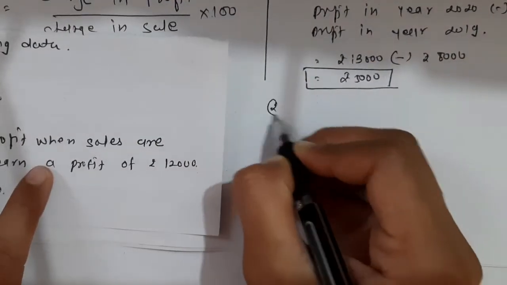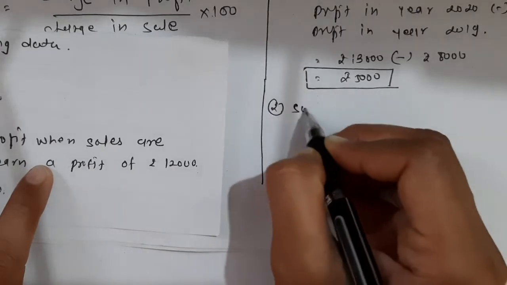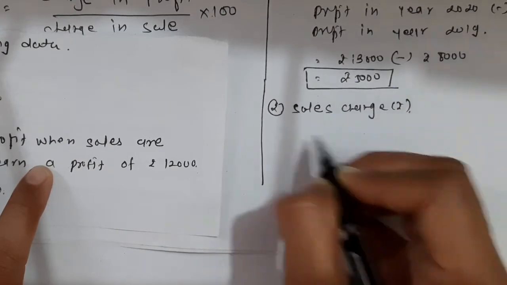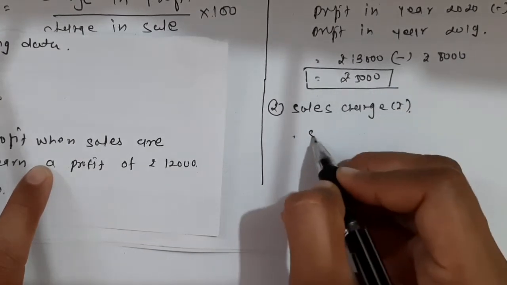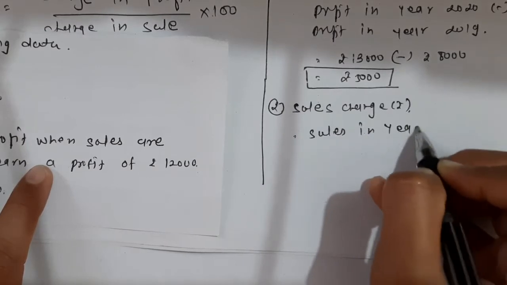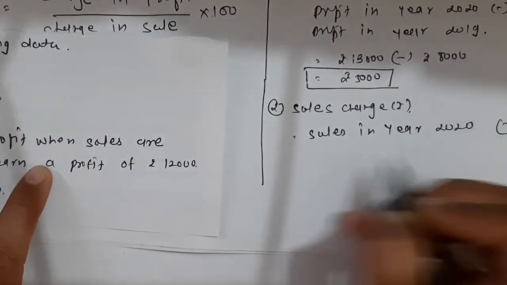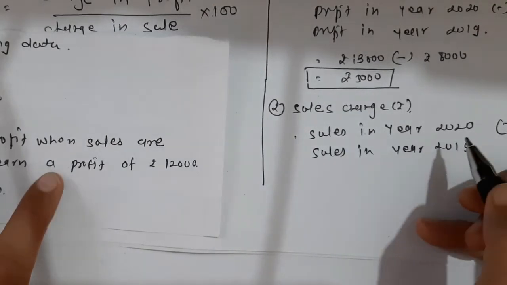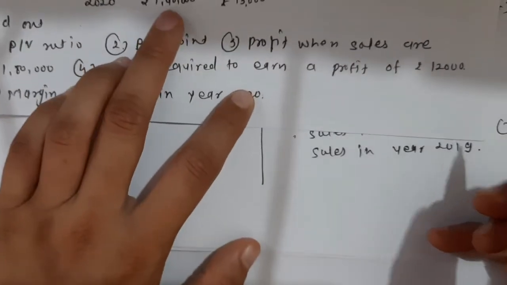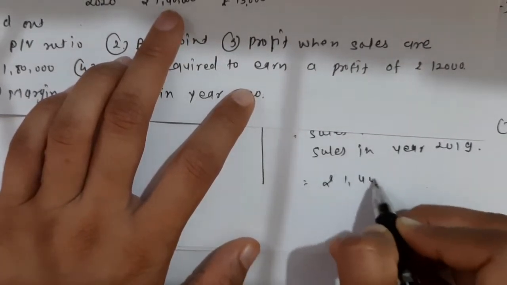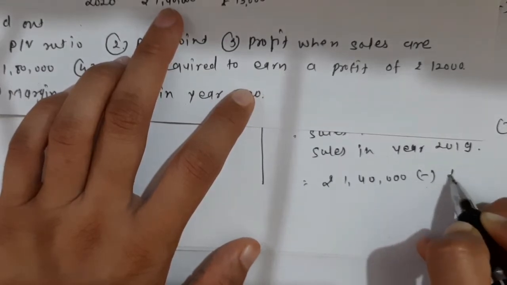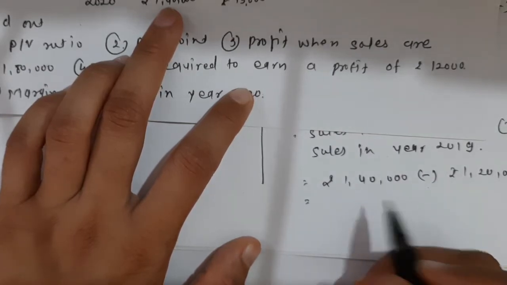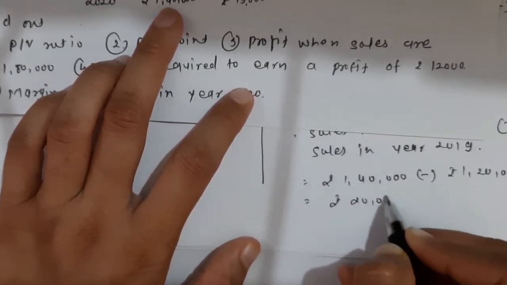Now we find the change in sale. How we find? It is sale in year 2020 minus sale in year 2019. Okay. What is the sales in year 2020? It is rupees 1,40,000 minus rupees 1,20,000. So deduct the 1,20,000 from 1,40,000. It is rupees 20,000.